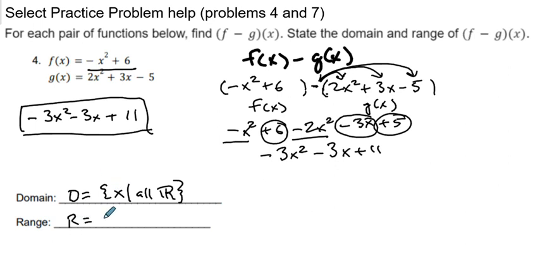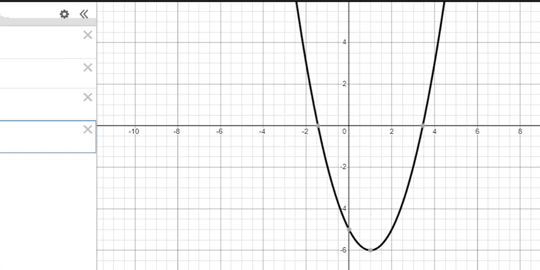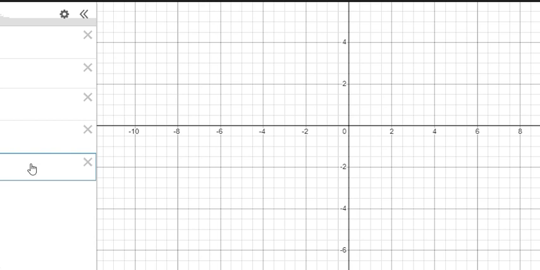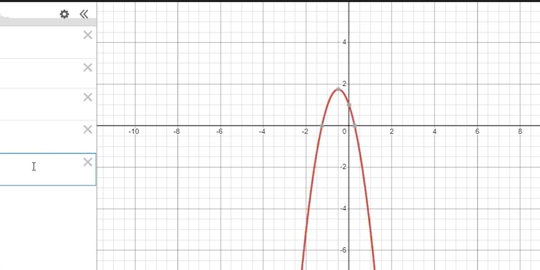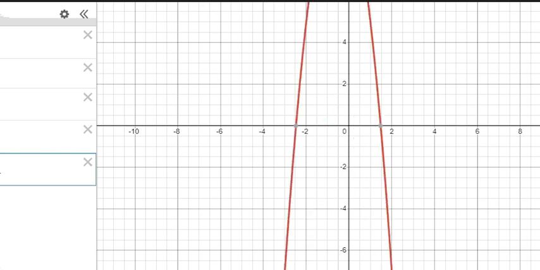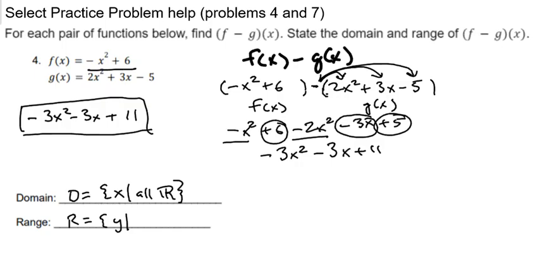For range, we're going to start it the same way, right? We have our bracket. You put y, you put your flat bracket. Now we're going to figure out where this thing is, right? So we've got negative 3x squared minus 3x plus 11. So we'll go here, and we'll put L of x is equal to negative 3x squared minus 3x plus 11. All right, I'm going to check this and make sure I did it right. Yep, that's it, right? Negative 3x squared minus 3x plus 11.